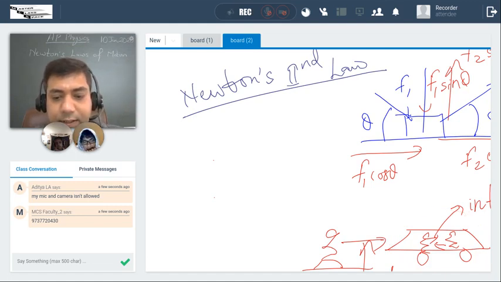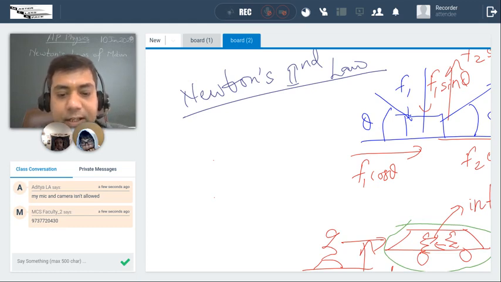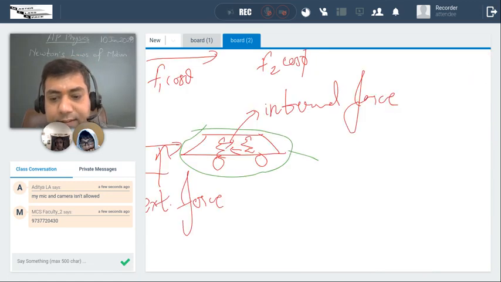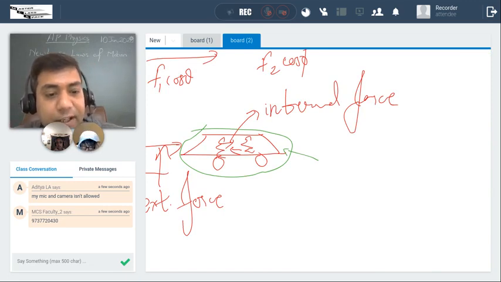I use a different color. That would be great. So now you are getting it. What is the system? Because I am only interested in this thing. I'm only interested in the car and what is there in the car. I'm not interested in something outside. I'm only interested in the motion of the car. Are you getting it?